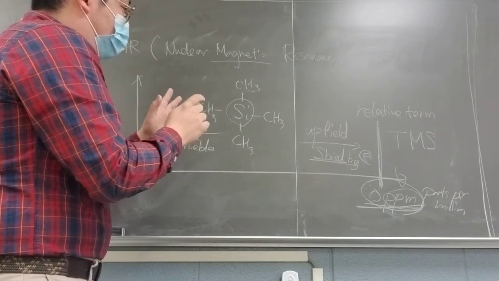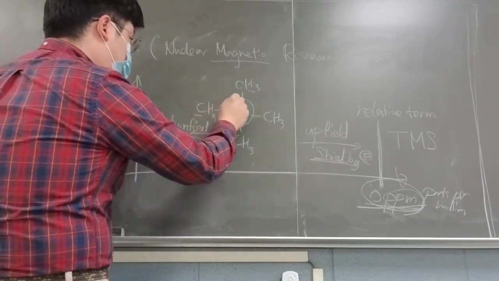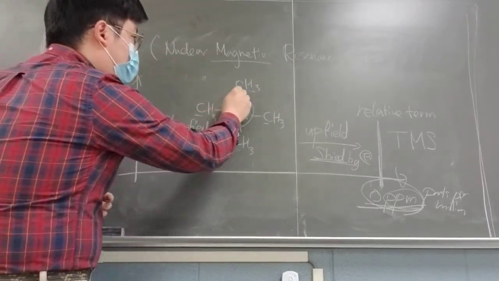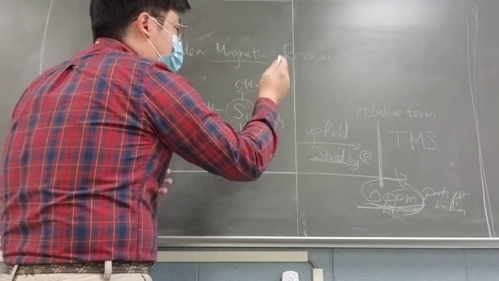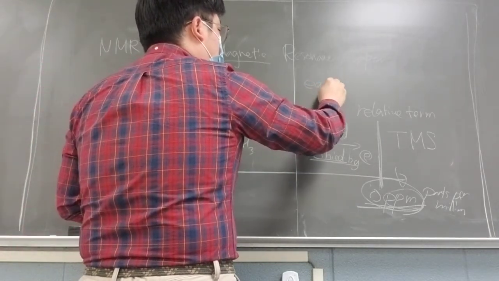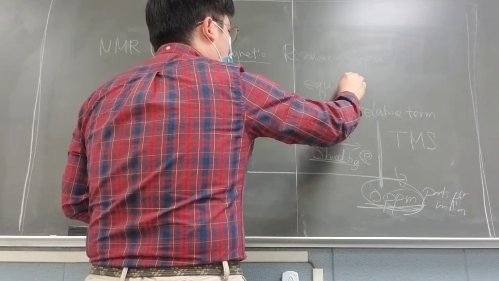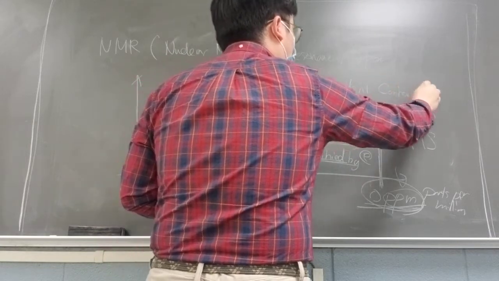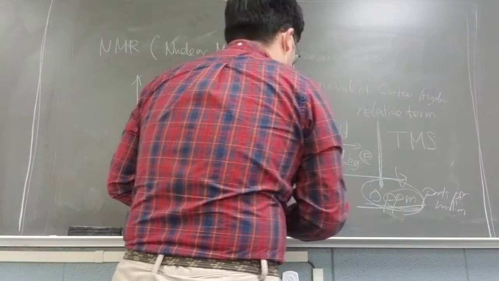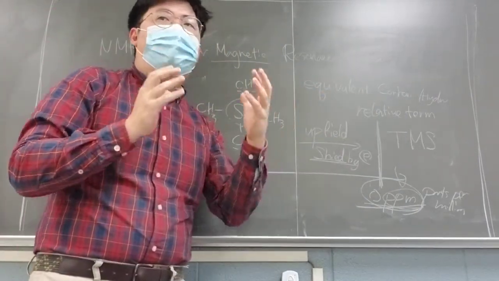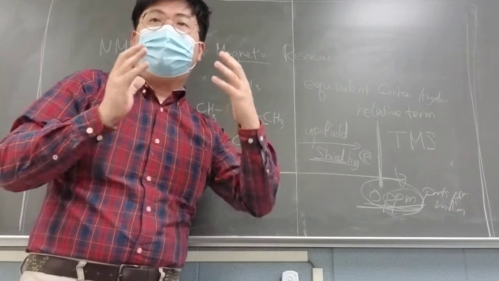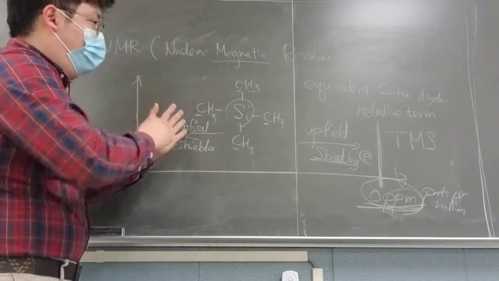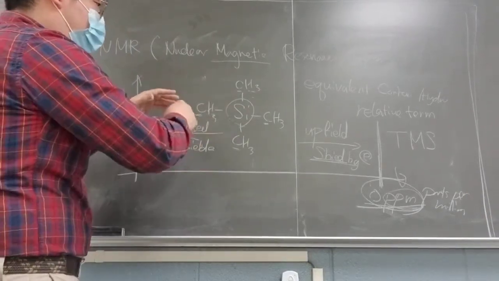Okay? And also what is so good about this one is you can look at those methyl groups around this central atom here. Those carbon and hydrogen we call equivalent carbon and hydrogen. Equivalent means they have the same environment, meaning same electron density around it. Because they're relative terms, they're the same environment.